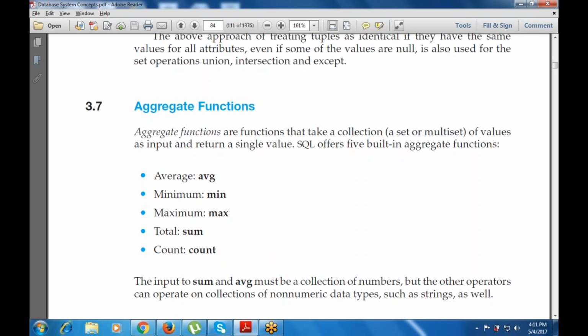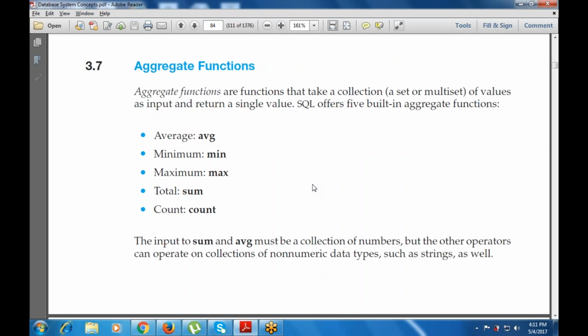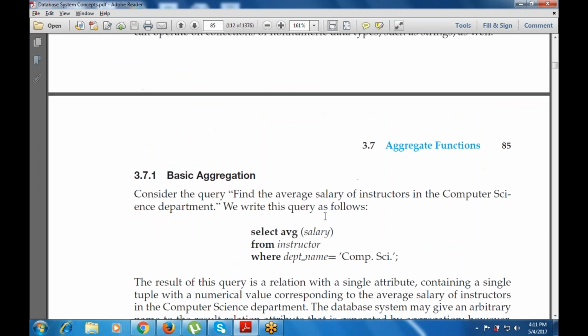One is the AVG, that is the average. One is minimum, that is min. One is maximum, that is max. One is total, sum. One is count, that is the count function. The input to the sum and the AVG must be a collection of numbers, but the other operators can operate on collections of non-numeric data types, for example strings, because if I want to find the maximum or minimum, that can also be found with strings as well.